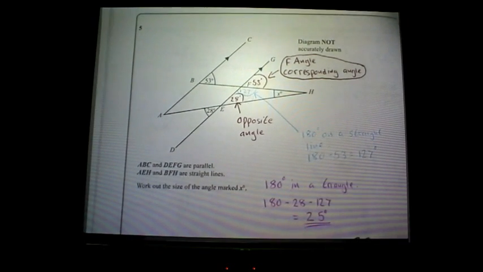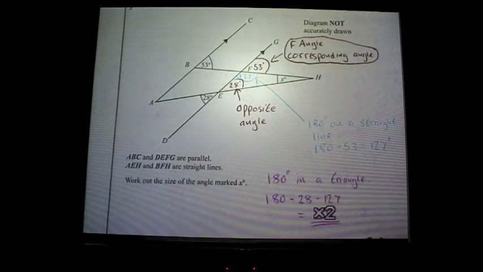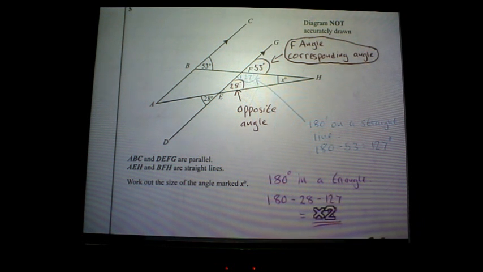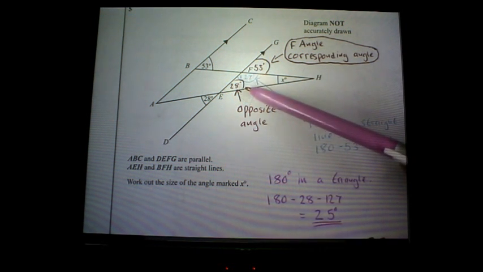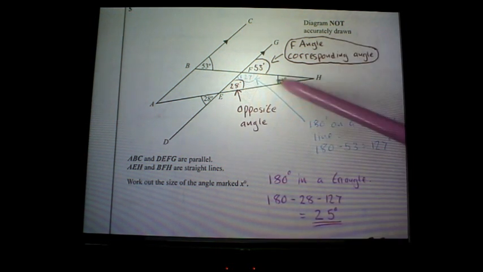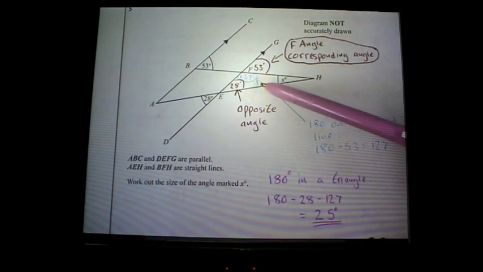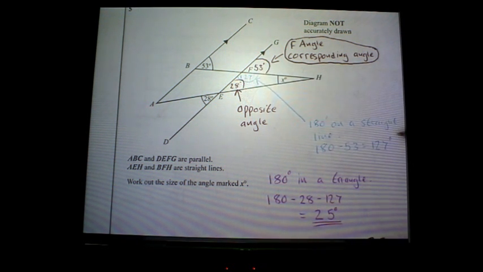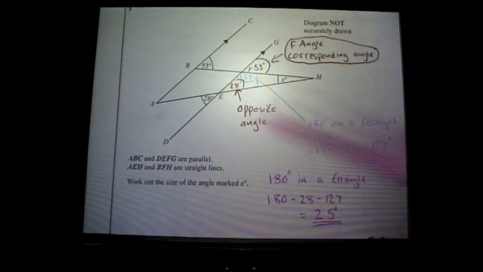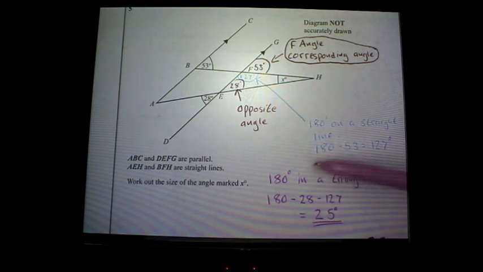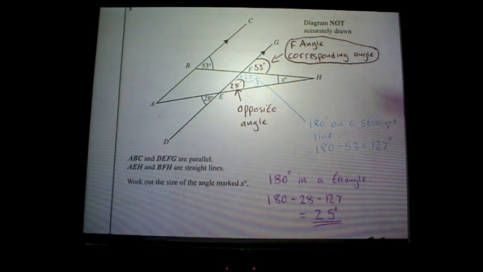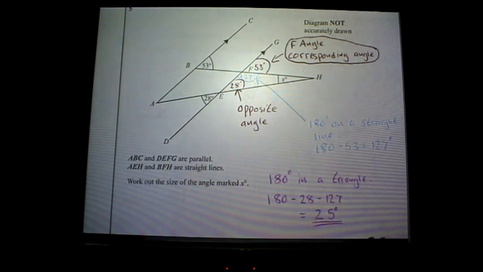Question number 5, working out some missing angles. I'll zoom in so we can see it. There we go. Work out the size of the angle marked X. The angle marked X is obviously over here. 3 marks, loads of stuff you've got to do here. This one here is 28 because it's an opposite angle to that one. This is 53 because it's an F angle or a corresponding angle to that 53 there. That is 127 because there's 180 degrees on a straight line. And once you know that, you can work out the X, because there's 180 degrees in a triangle. So 180, take 28, take 127 is 25 degrees. You get a mark for each bit of these workings you do, 3 marks.